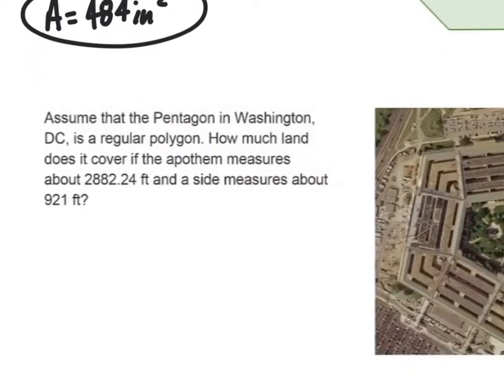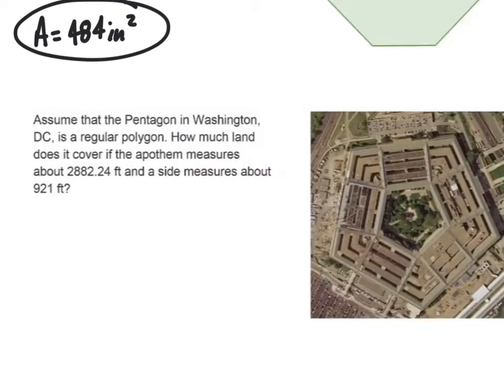It says, now, we also have this thing called the Pentagon, okay? It's the defense building that's in Washington, D.C. So we assume that the Pentagon in Washington, D.C. is a regular polygon. So what I'm going to do here is outline the polygon so we know that all of our sides are congruent, okay?